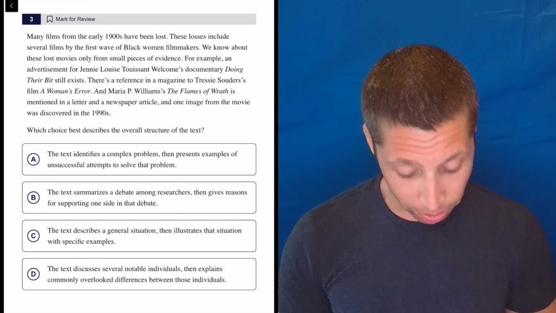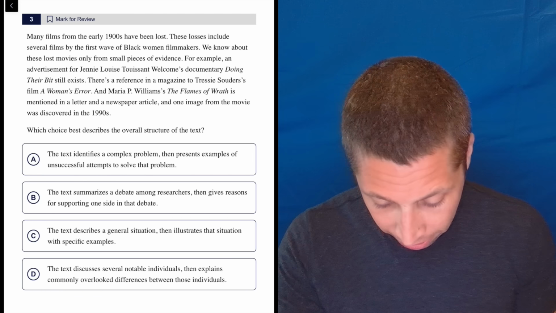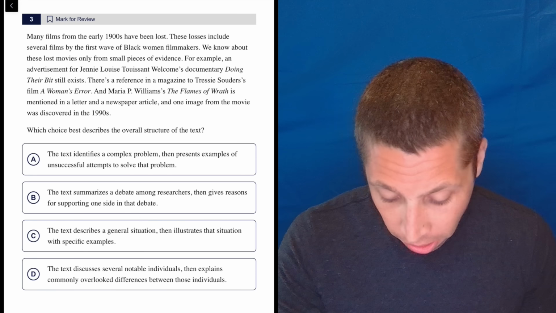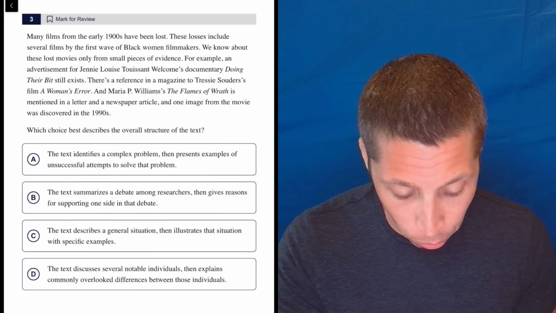All right, let's just get right into it. Overall structure of the text. Let's read the text. Many films from the early 1900s have been lost. Oh no. These losses include several films by the first wave of black women filmmakers.